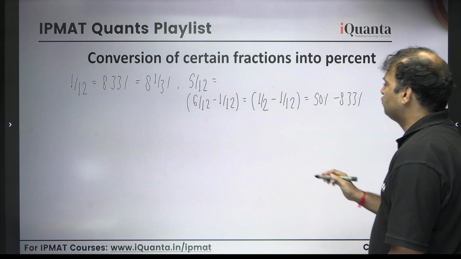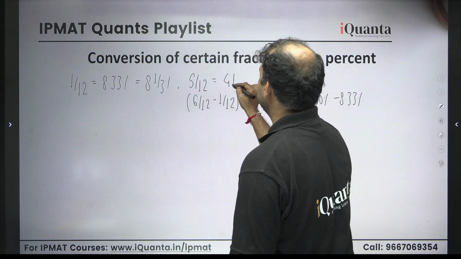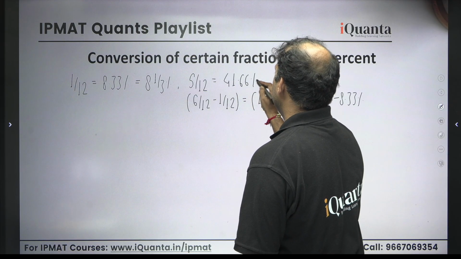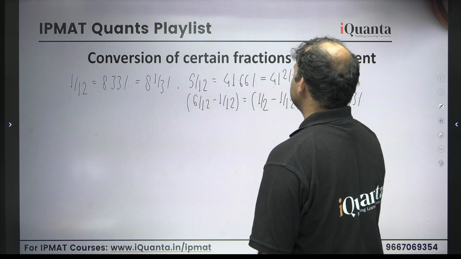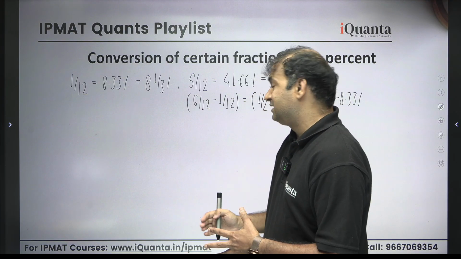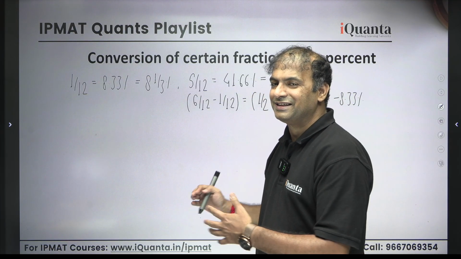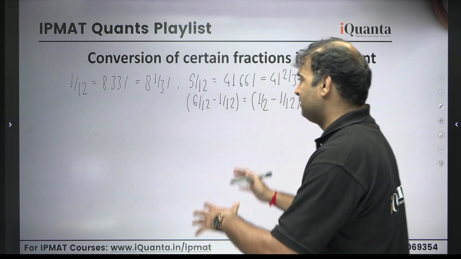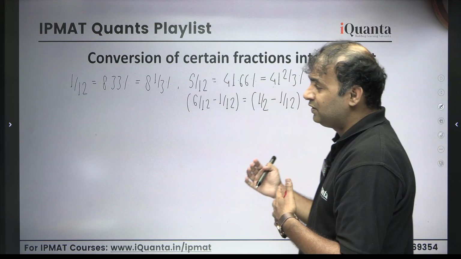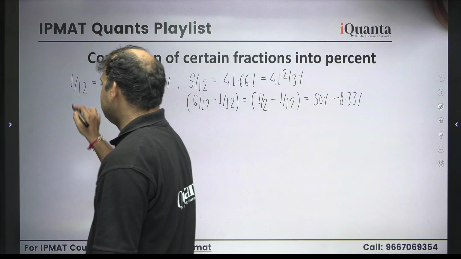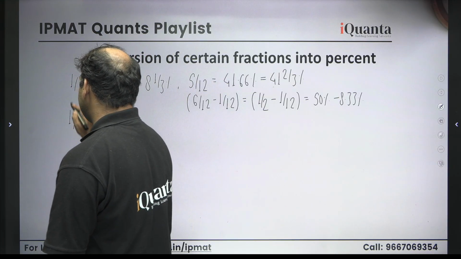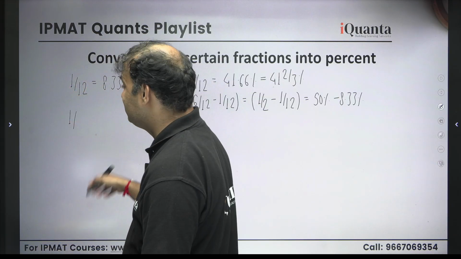50 minus 8.33, we can say 41.66 percent, or we can also write 4 1 and 2 by 3 percent. So guys, this is how we can convert some difficult fractions into percentages as well, right? There can be more multiples of this, but I'm sure you can do them just like we did here, all right?